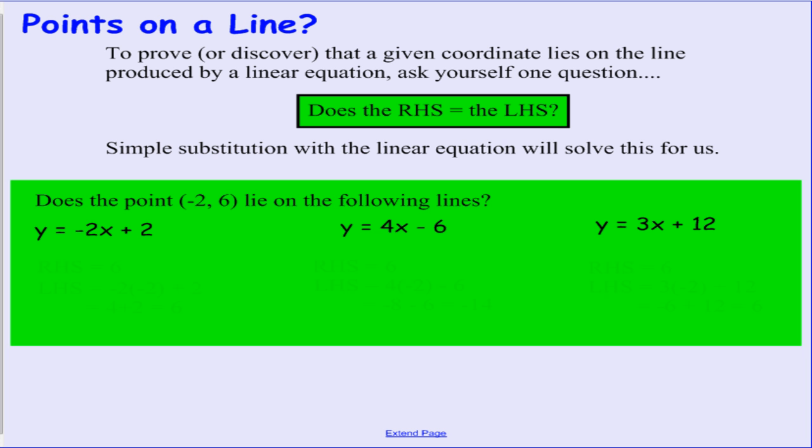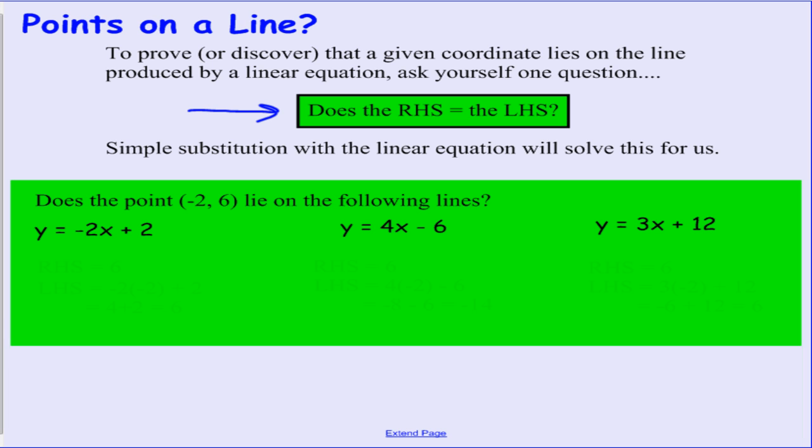The first one, points on a line. There will be many times where you'll be asked to prove or discover if a given point or a coordinate is in a certain equation or lies on a certain line on a number plane. The only thing we need to remember is, as it says here in our green box, does the right hand side of our equation equal the left hand side? All we have to do to solve that is a simple substitution. So let's go ahead and have a look at a couple of examples here.